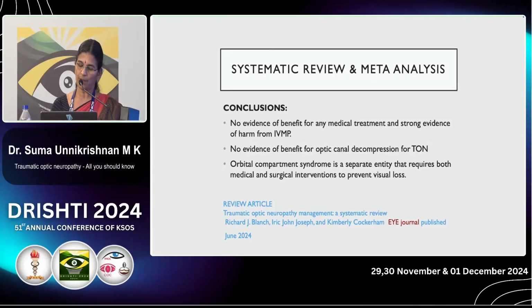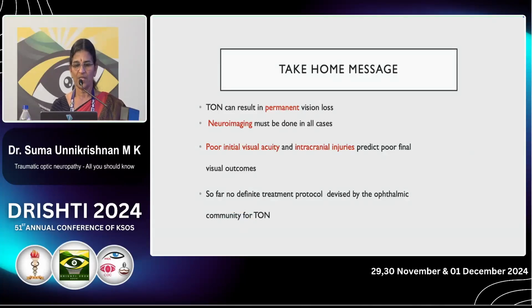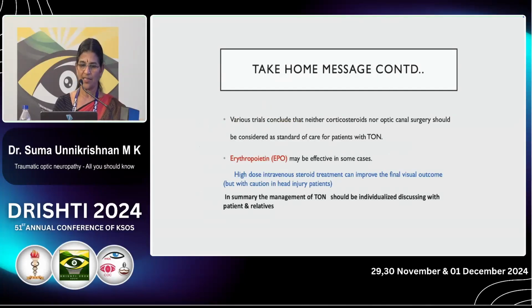Now, orbital compartment syndrome is a separate entity which needs surgery and medical treatment. What is the take-home message then? TON can result in permanent vision loss. Neuroimaging must be done in all cases, which is important medico-legally. Poor visual acuity and intracranial injuries predict poor visual outcome. So far, no definite treatment protocol has been devised by the ophthalmic community for TON. Various trials conclude that neither steroids nor optic canal surgery should be considered standard care of treatment, and erythropoietin may be effective in some cases.